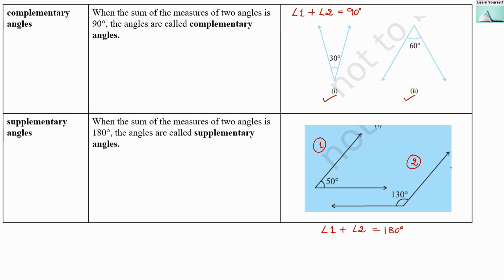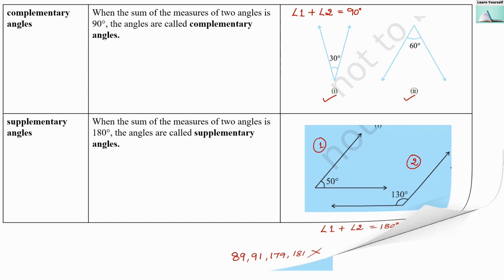So basically when they are asking a question whether these angles are complementary or supplementary, you have to add those measures and check whether it is giving you 90 degree or not, or 180 degree or not. If it is giving 90 degree, then it is complementary. If it is giving 180 degree, then it is supplementary. Even if it is giving 89 degree, 91 degree, 179 degree or 181 degree, they are not complementary or supplementary angles. It has to be 90 degree and 180 degree.